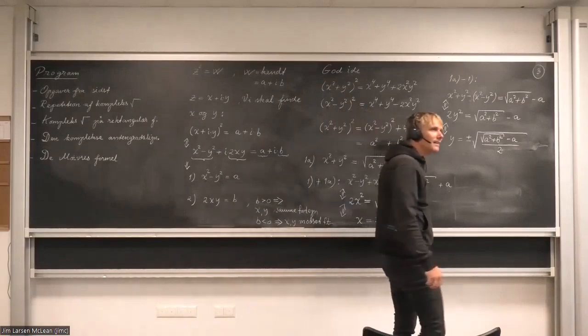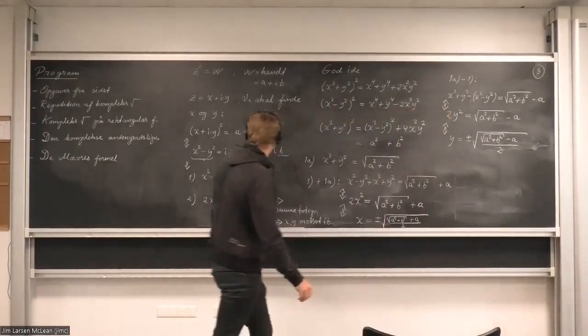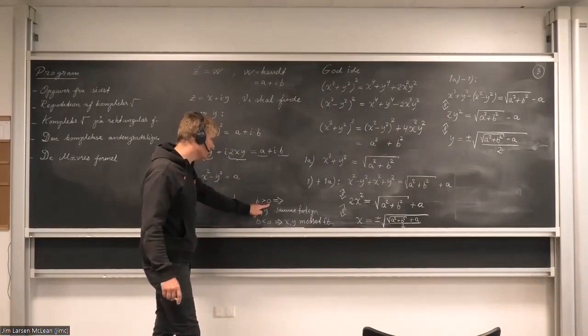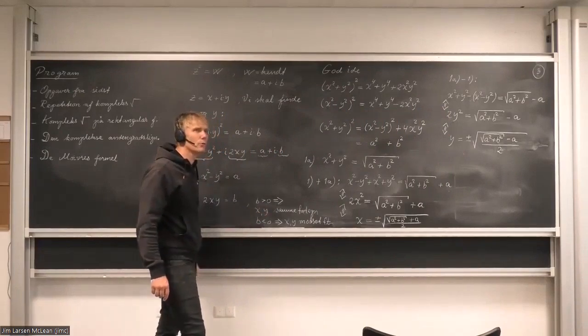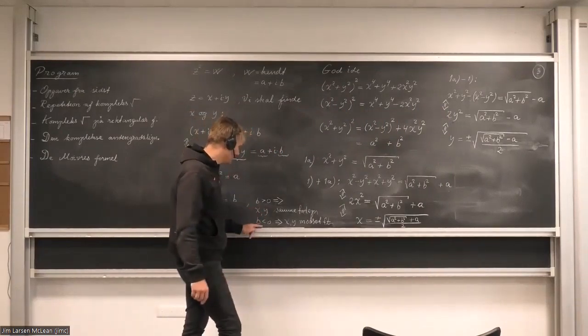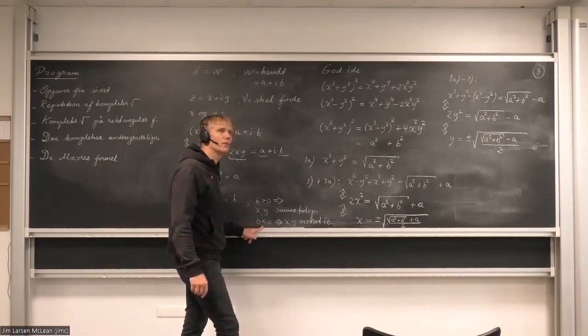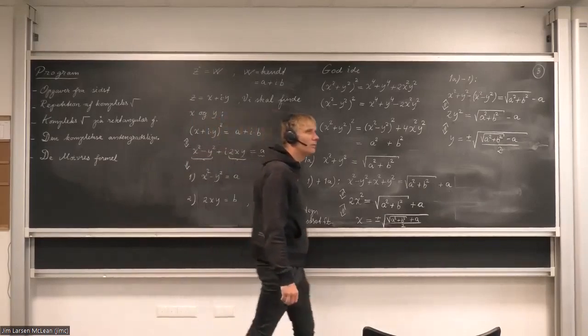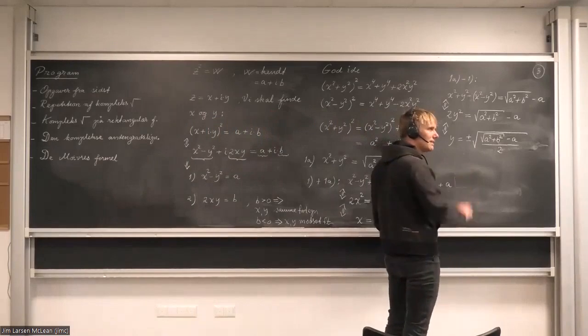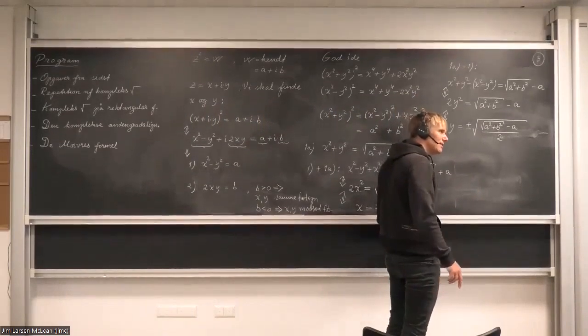Just a quick reminder here. If b is greater than 0, then x and y need to have the same sign. And if b is less than 0, they should have opposite signs. We need to come up with a clever way to incorporate this into the formula. Now, I'll write down the clever approach, and then I'll explain why it's so clever.